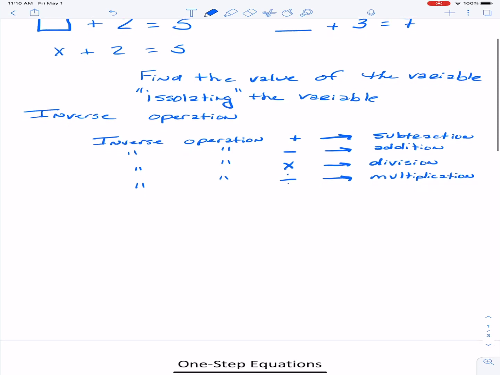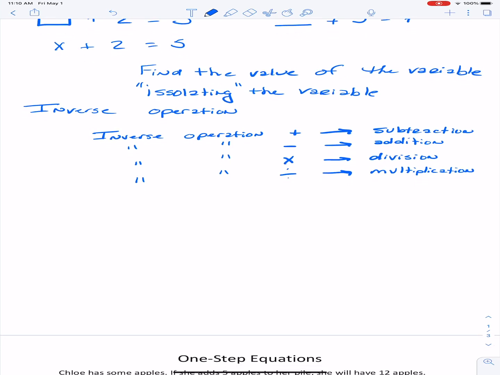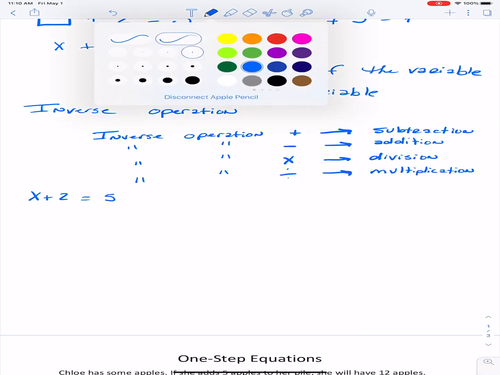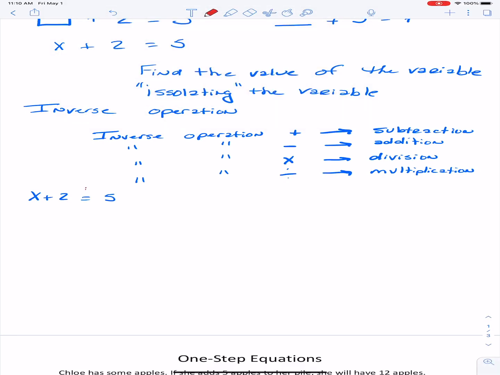Okay, let's do the problem that we have above. We're going to do x plus 2 equals 5. Now, what I want you to remember when we are looking at these types of equations is that there are actually two sides to the equation. So I want you to imagine that there is a wall where the equal sign is, and you have a left side of the equation and a right side of the equation. I want you to always remember that whatever you do to one side of the equation, you must do to the other side of the equation.